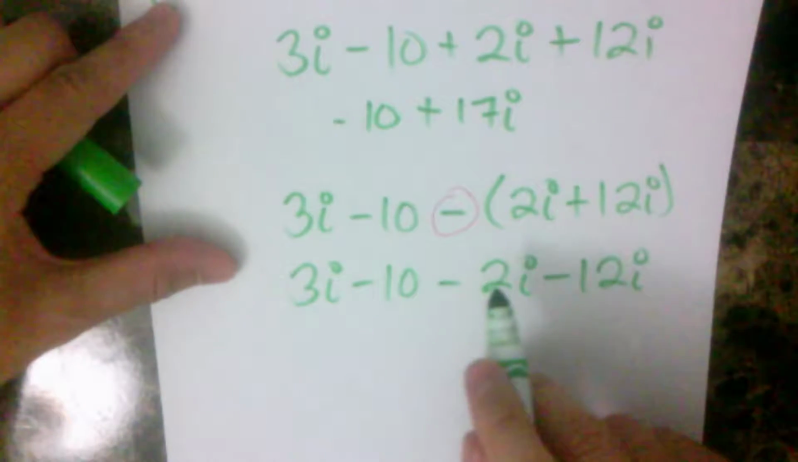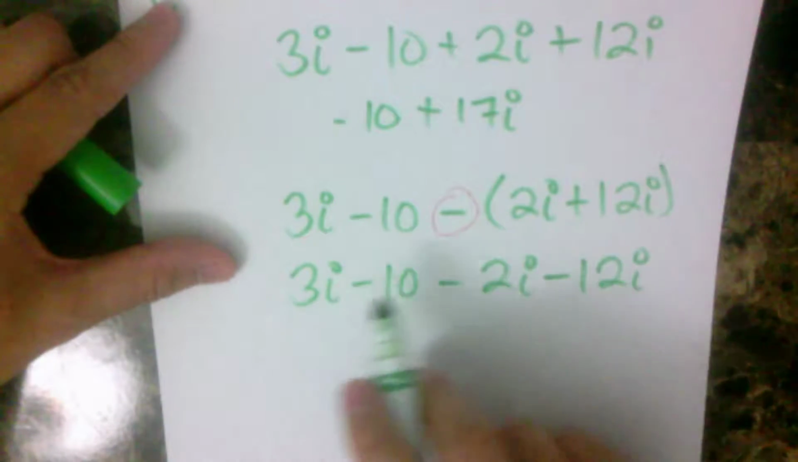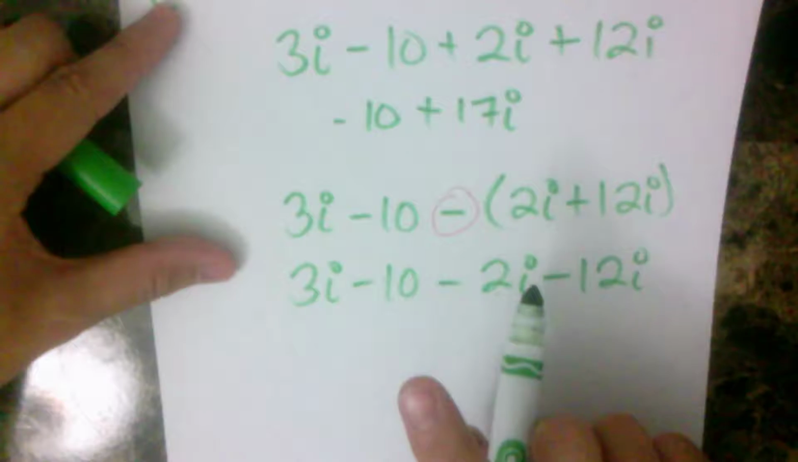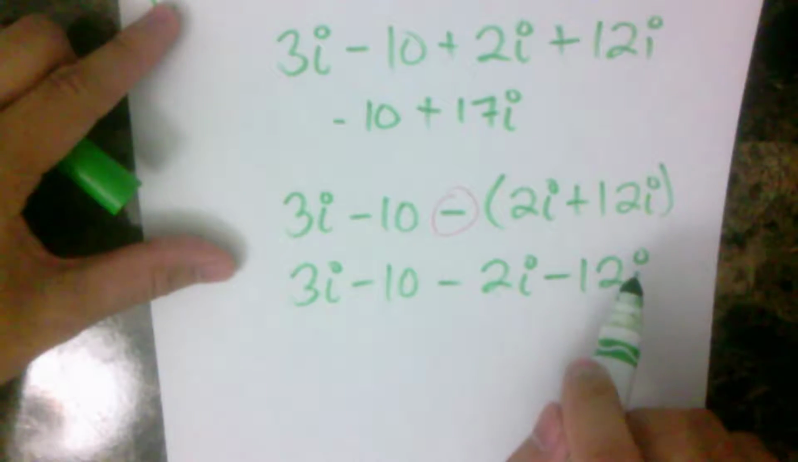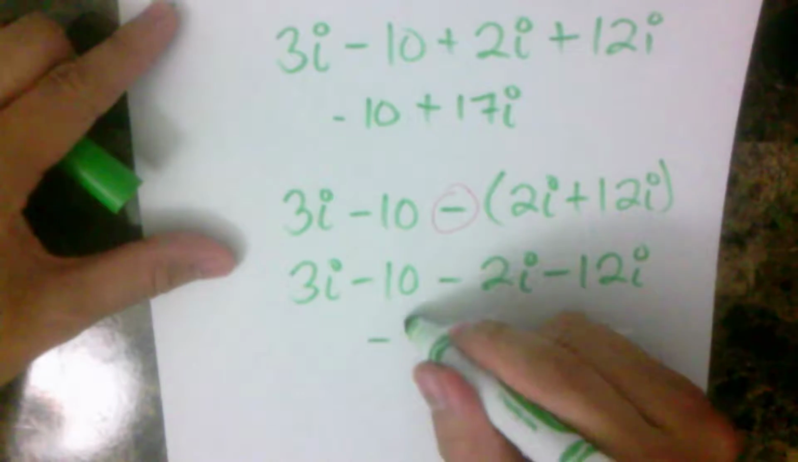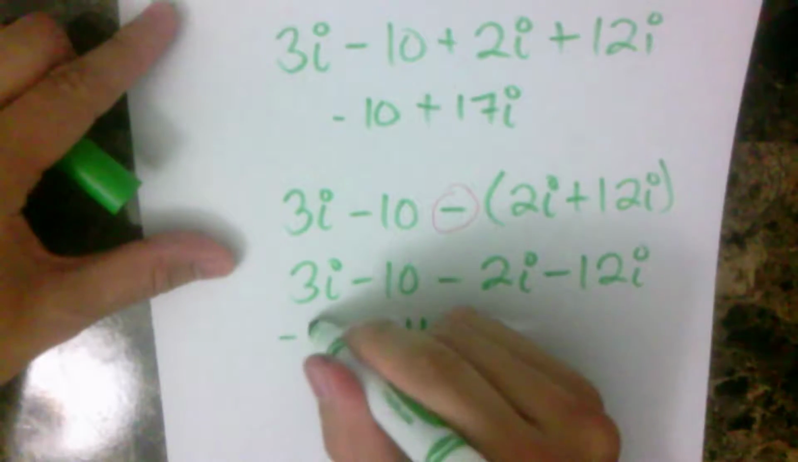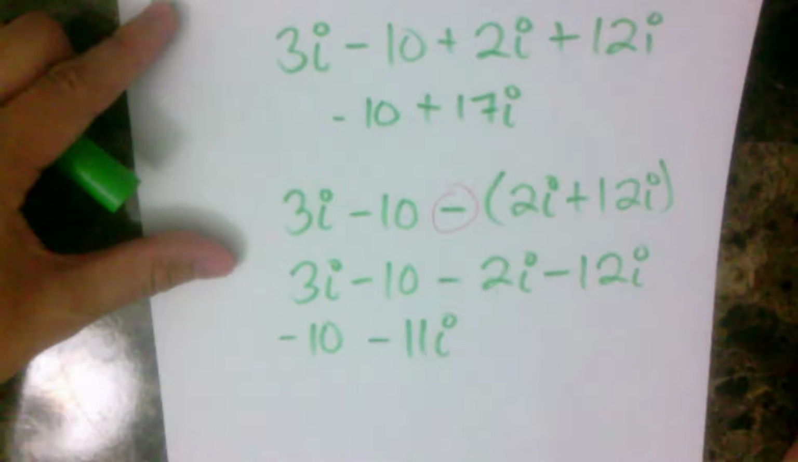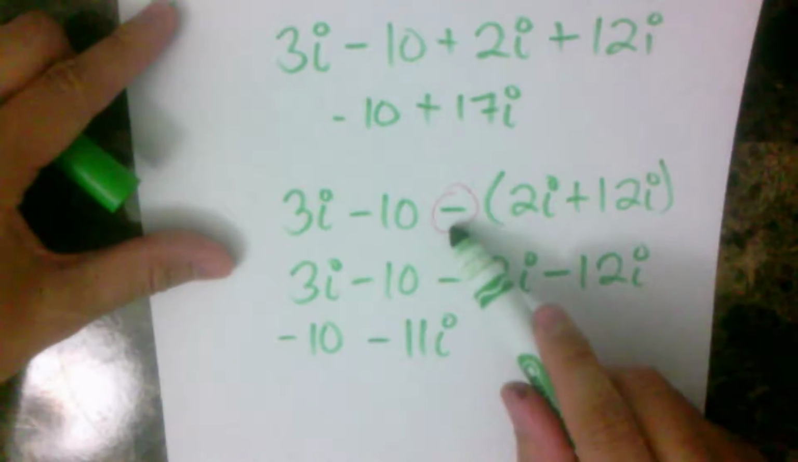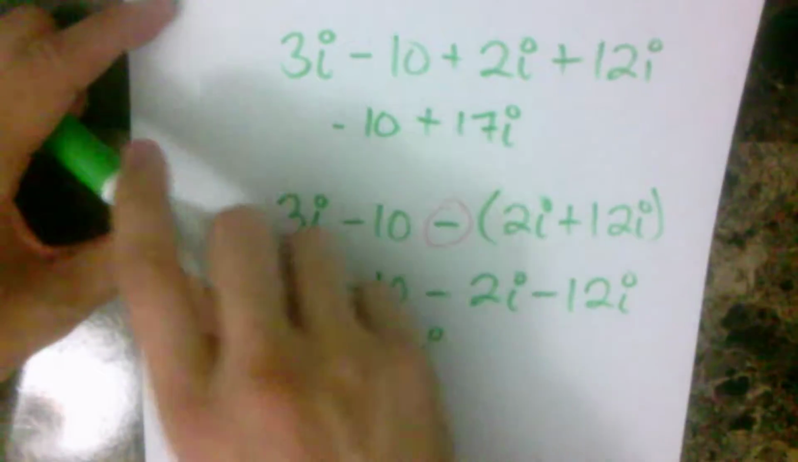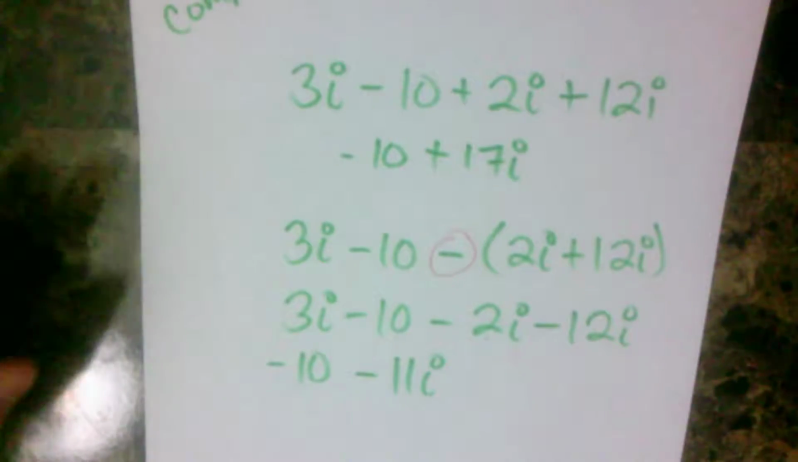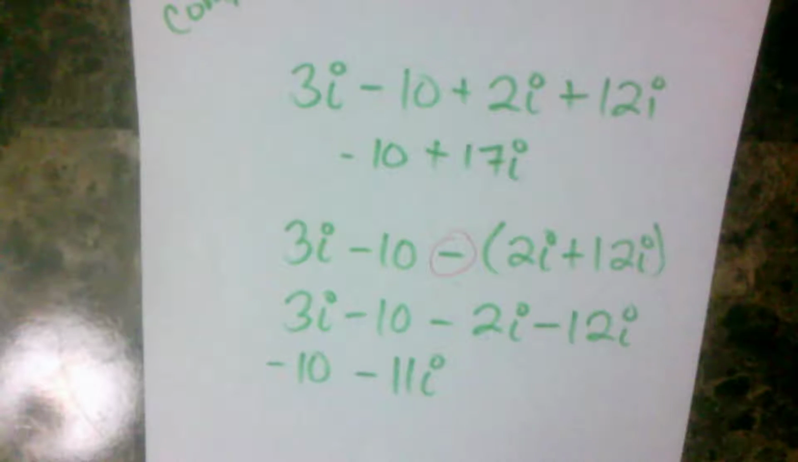And so this problem is actually going to have a slightly different answer. 3 i's minus 2 i's is 1 i. And then 1 i minus 12 more i's is going to be a negative 11i. And there's still that negative 10 at the beginning. Alright, so just remember to distribute that negative sign. Alright, and that's adding and subtracting complex numbers.